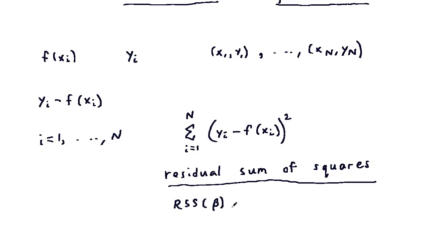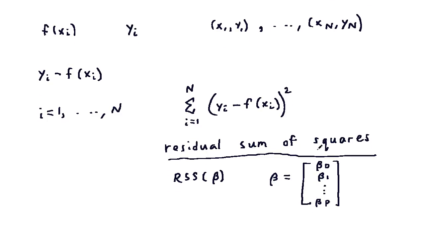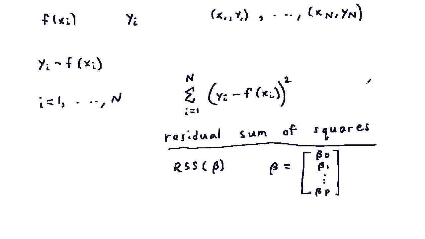And it's denoted RSS of beta like this, where beta is the column vector of beta 0, beta 1 through beta p. We want the residual sum of squares to be as small as possible. Essentially, this means that we want our predicted values, f of xi, to be as close to the actual value y sub i as possible for each of the pairs xi, yi.